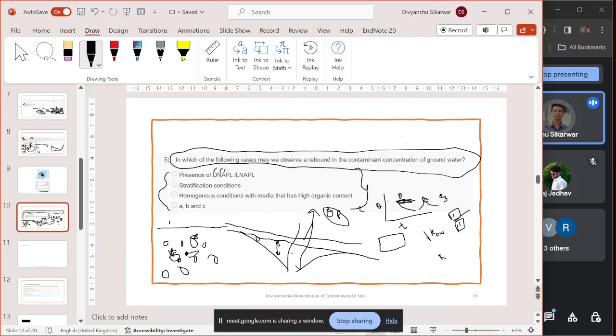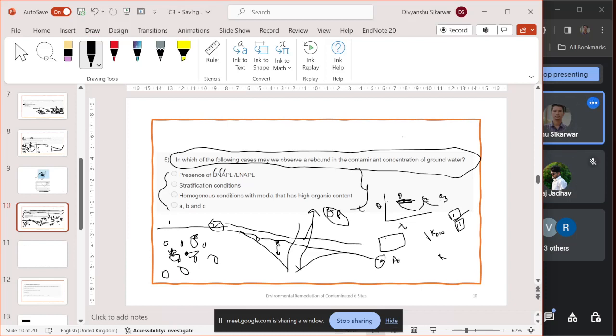So now we again pump out the water. This is the reason there will be contamination in groundwater again and again, slowly, because of the nature of the contaminant. It is not completely aqueous. So this was the second case.